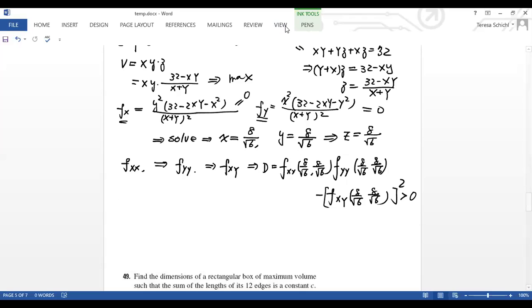I hope the few problems we did here can help you understand these topics: how to find the local max and local min, how to find the absolute max and absolute min, the critical values, and saddle points in R3.